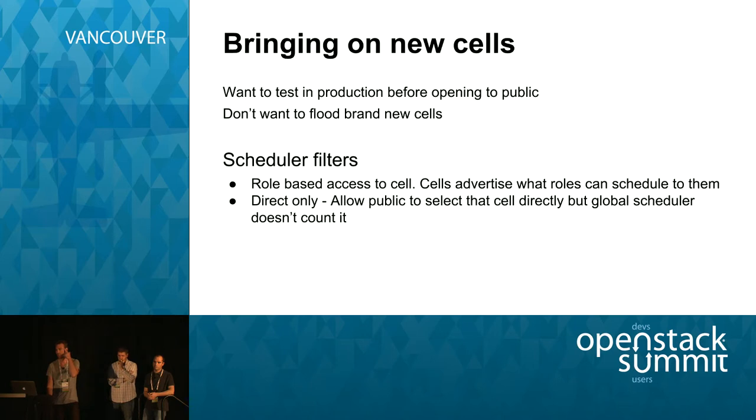So we use a few techniques there to slowly bring on a new cell. We will start off with having it restricted to only certain people. We'll treat it as a pre-production. We'll have beta users on there, and then slowly we'll open that up into the global scheduler, so we have a nice smooth on-ramp.